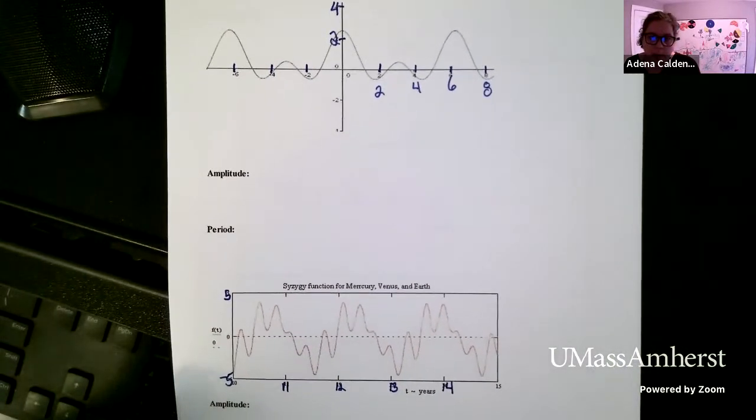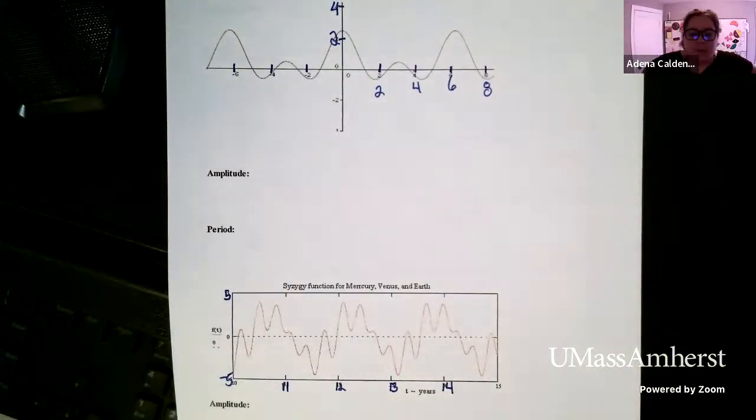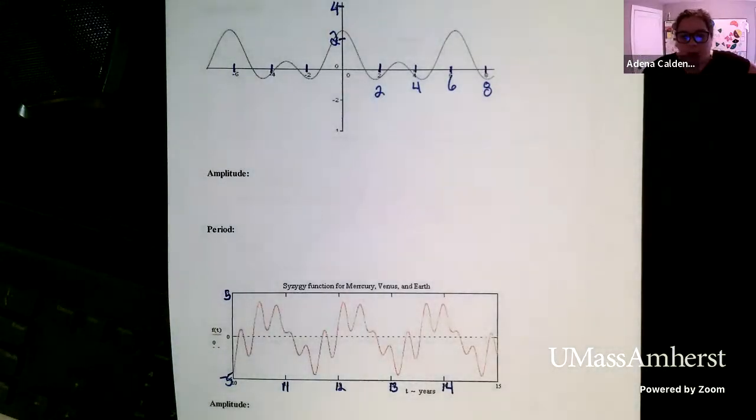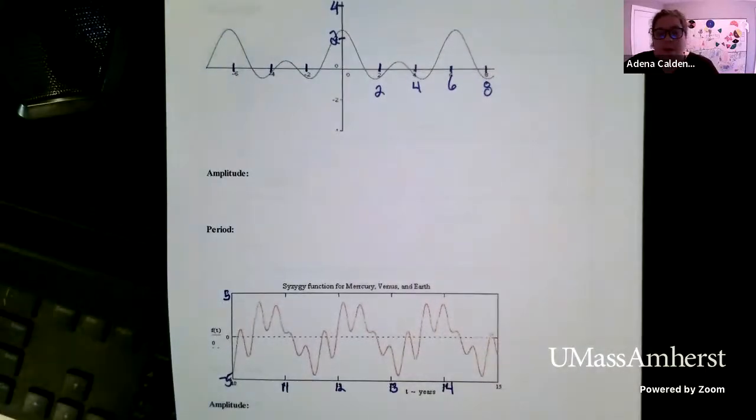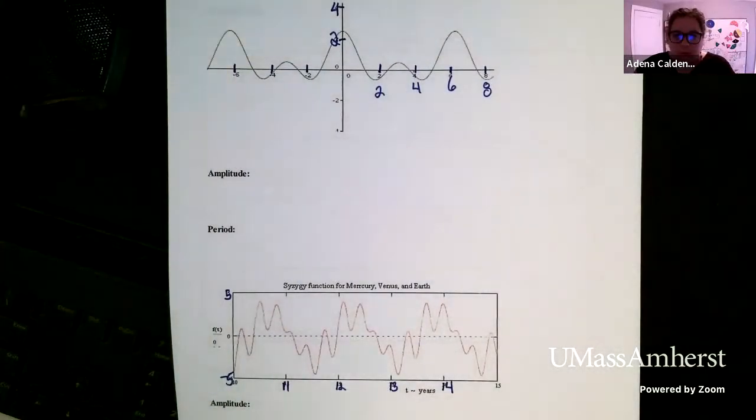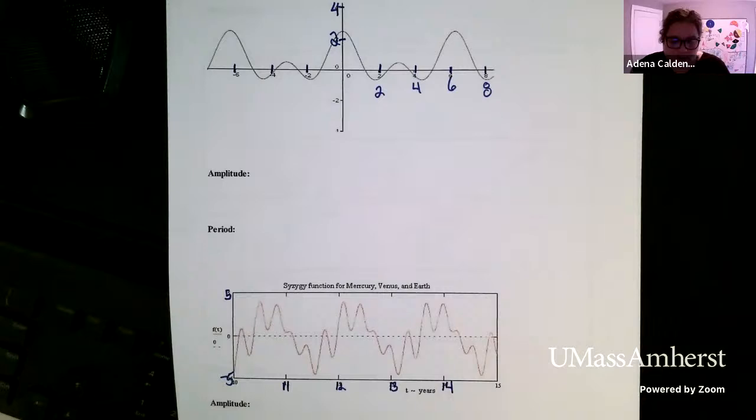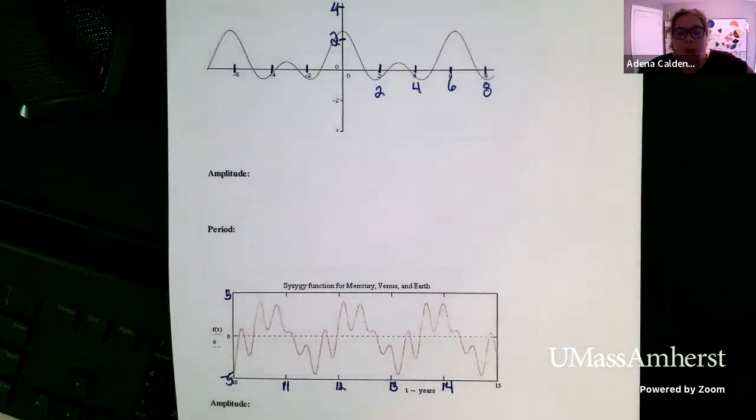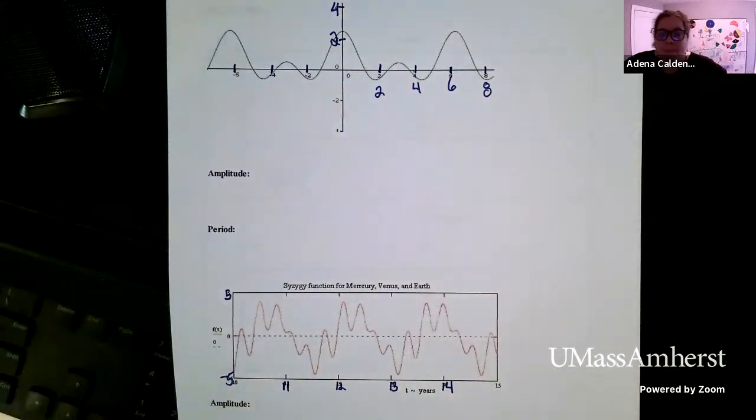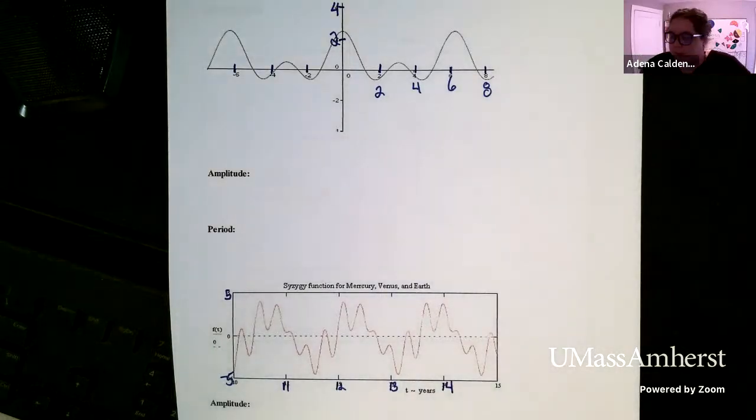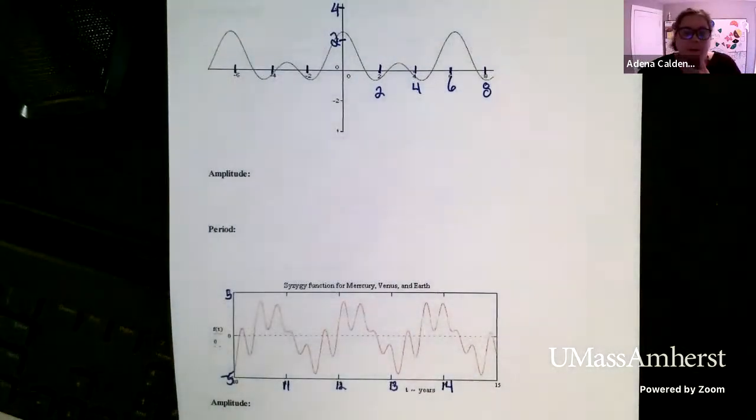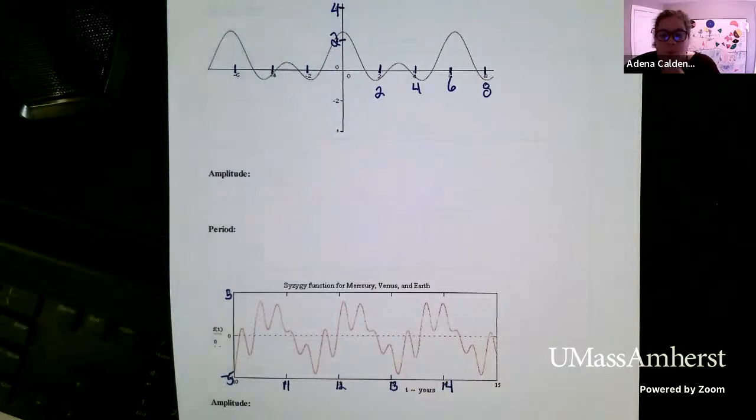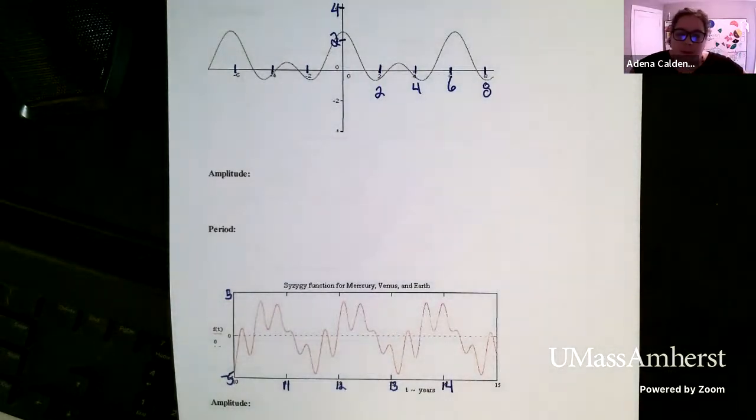So here are the other 2 functions. What we're going to try to do is approximate the amplitude and the period for these 2 particular functions. These are the same ones we looked at right at the beginning. It's not perfect, so just try your best to approximate. You can see that this is not at a nice whole number like we had before. That's fine. We're trying to approximate to the best of our abilities.